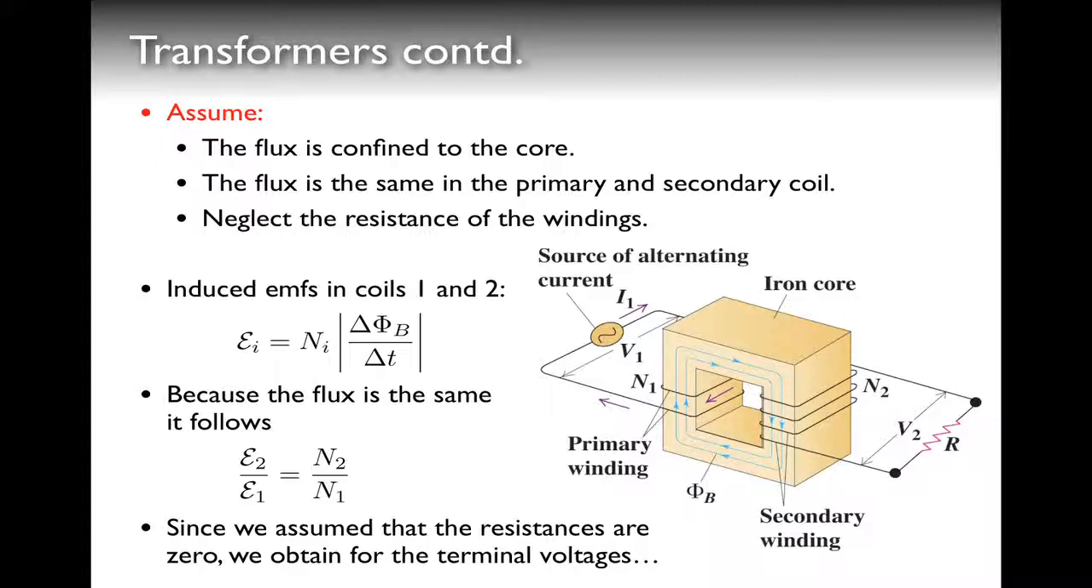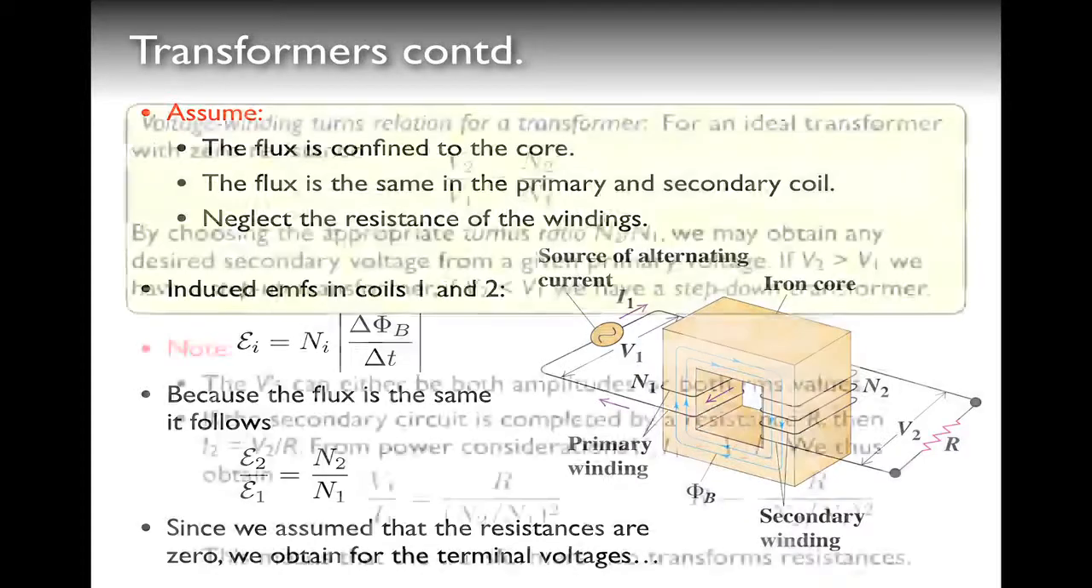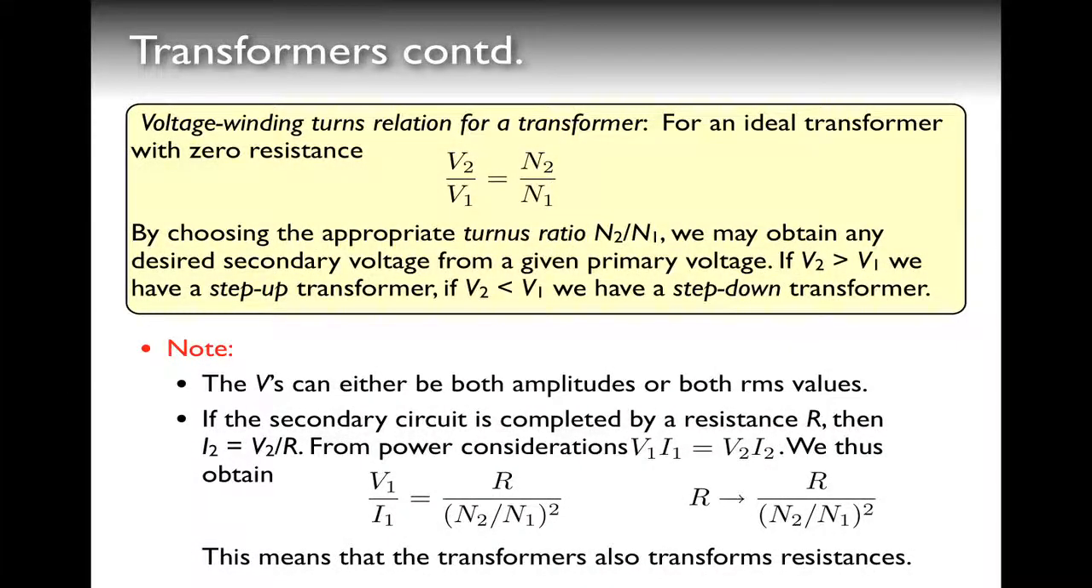And because we assume that the resistances are zero, we therefore obtain for the terminal voltages that the voltage on the secondary divided by the voltage on the primary has to be the ratio N2 divided by N1. In other words, the number of windings on the secondary divided by the number of windings on the primary. By choosing this appropriate turns ratio, N2 divided by N1, we may now obtain any desired secondary voltage from a given primary voltage. If V2 is bigger than V1, we actually have a so-called step-up transformer, and if V2 is less than V1, we have a so-called step-down transformer.